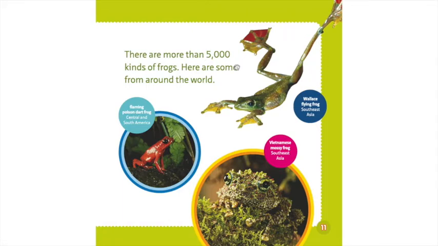The Wallace flying frog lives in Southeast Asia. The Vietnamese Mossy frog lives in Southeast Asia. Can you see it? This one's kind of hard to see. It's camouflaged.